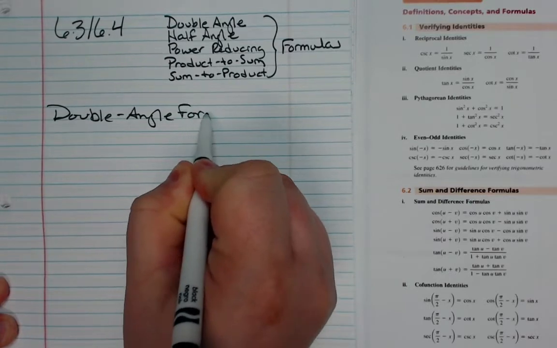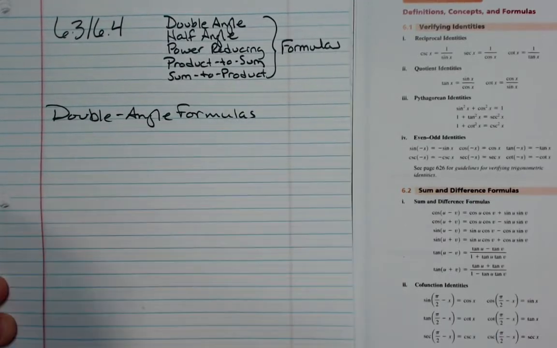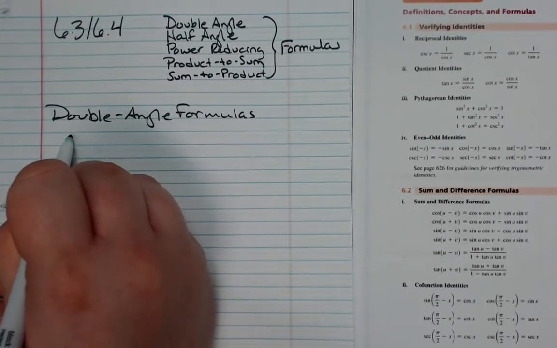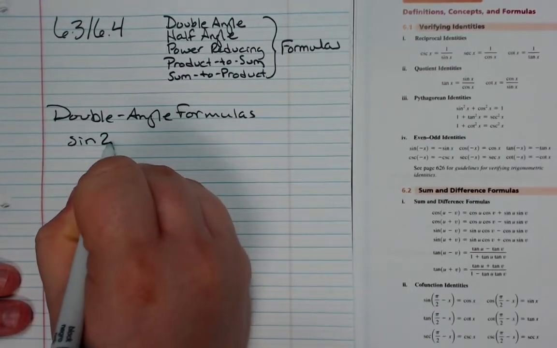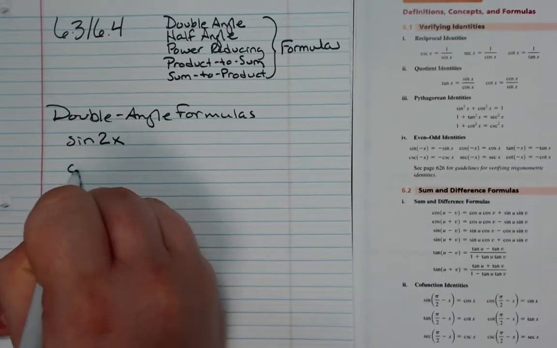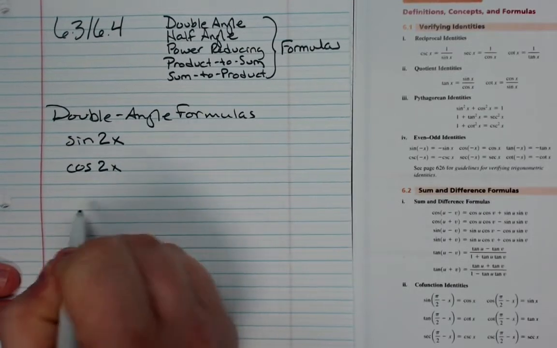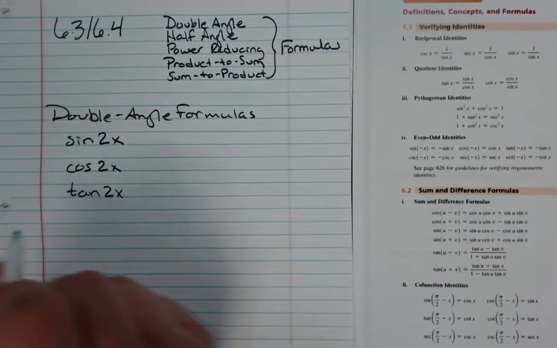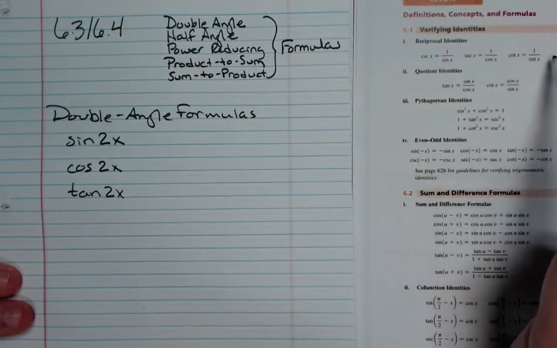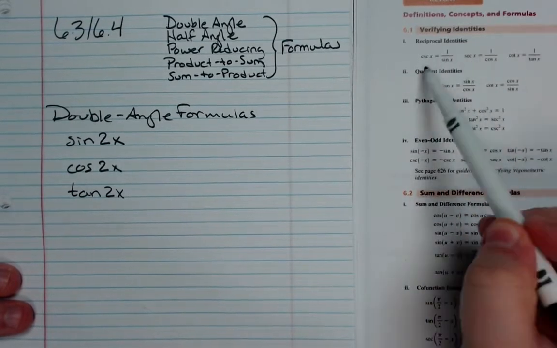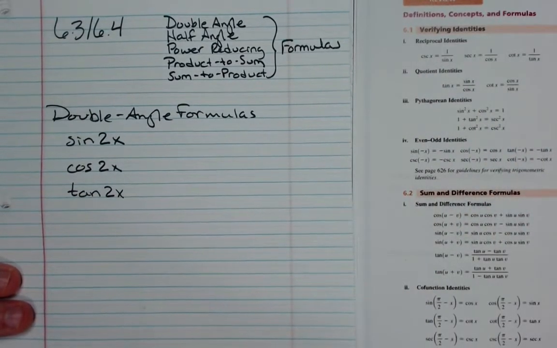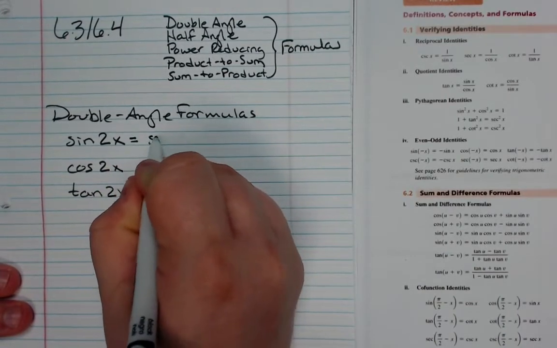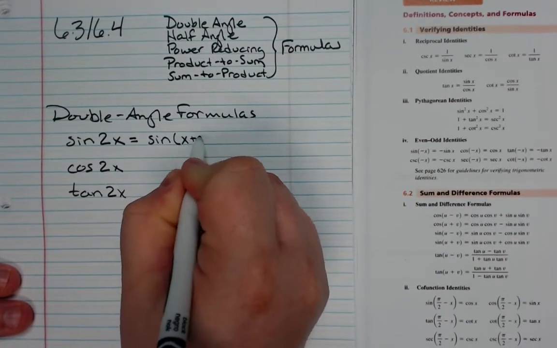Like I said, we're going to start with our double angle formula. And there are 3 of those. That's what we're talking about: something that looks like sine of 2x, or cosine of 2x, or tangent of 2x. Again, we'll only do sine, cosine, and tangent because we can use our reciprocal identities to get cosecant, secant, and cotangent. Now, the first thing to recognize is that sine of 2x is just sine of x plus x.